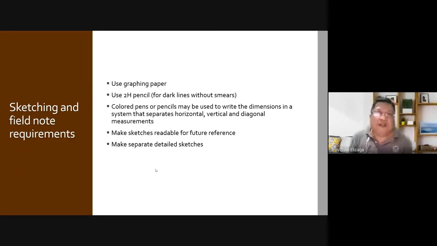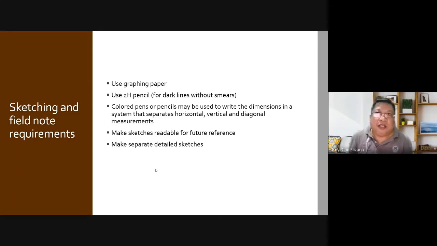So that I don't have to keep on erasing. And that also helps me train to avoid committing mistakes. So every line should already be definite. And then I use colored pens. For example, the main drawing may be in black, then the dimensions in red, and the notes are in blue, and some others can be in other colors like green or orange, depending on the most available colors. Then make sketches readable for future references.